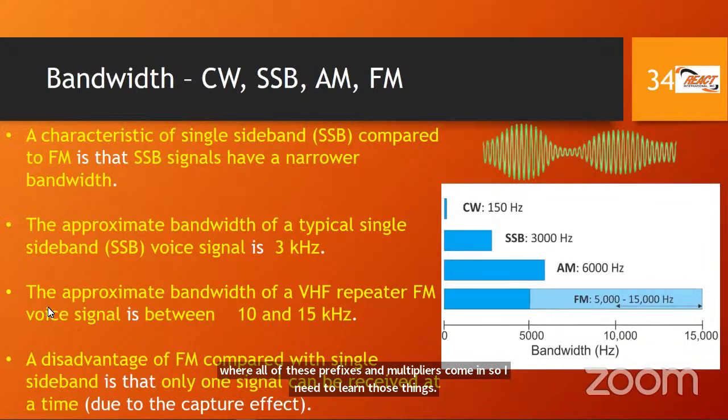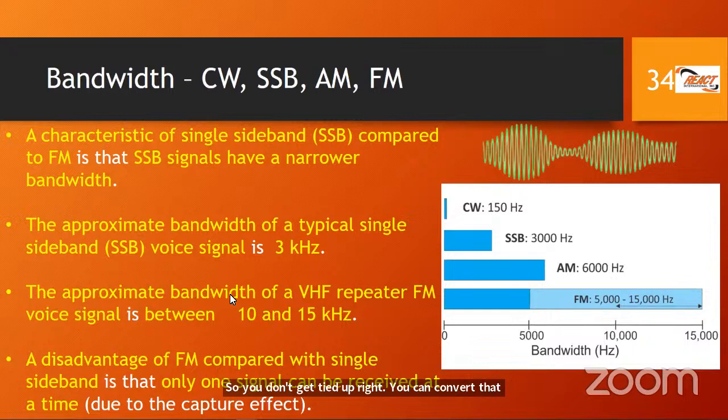It's at your fingertips. Next exam question, the approximate bandwidth of a VHF repeater FM voice signal is between 10 and 15 kilohertz. All right, so that's what we need to learn for the exam. And this is an FM voice signal, right?